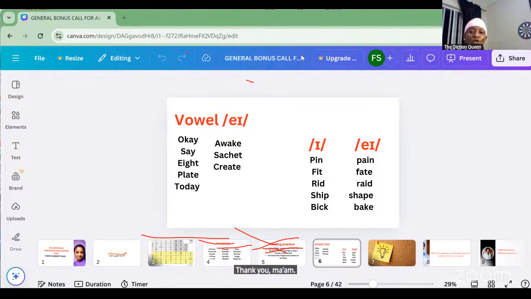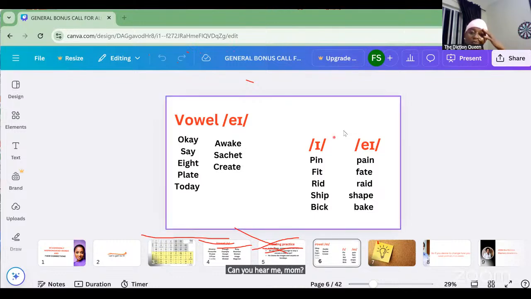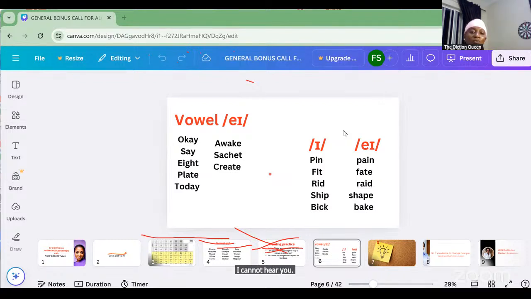Okay. Kalu Chinonso, please unmute. Good evening, ma'am. Please pronounce the words. Kalu, please pronounce the words. Kalu, I cannot hear you. Let me call on someone else to save our time.